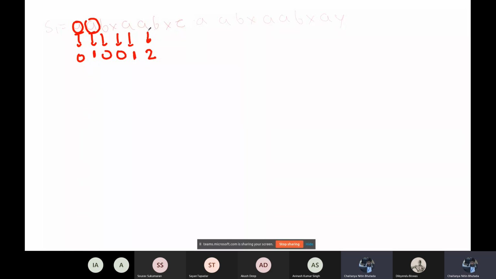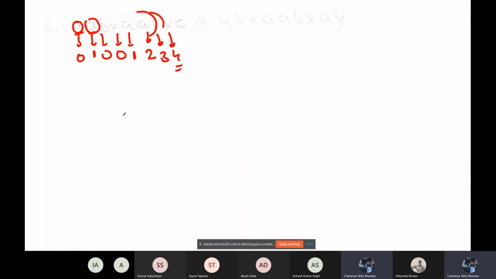Okay, so the value of pi here will be... AAB, and AAB here matches. So it will be 3. Here it will be 4, and so on. We can notice that the change in pi value does not exceed 1.